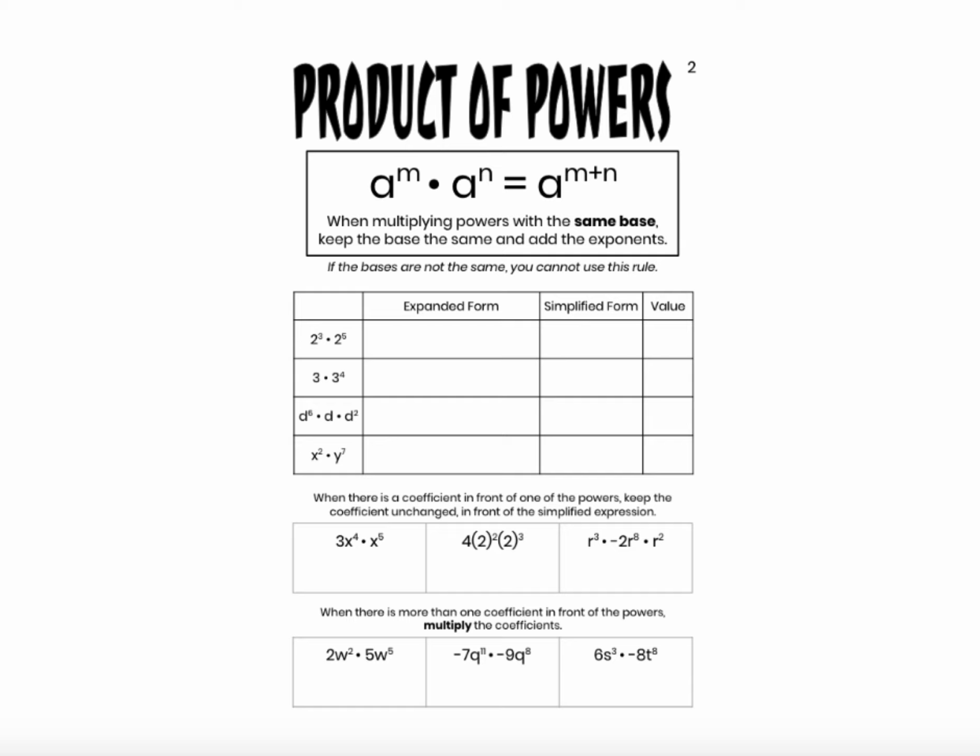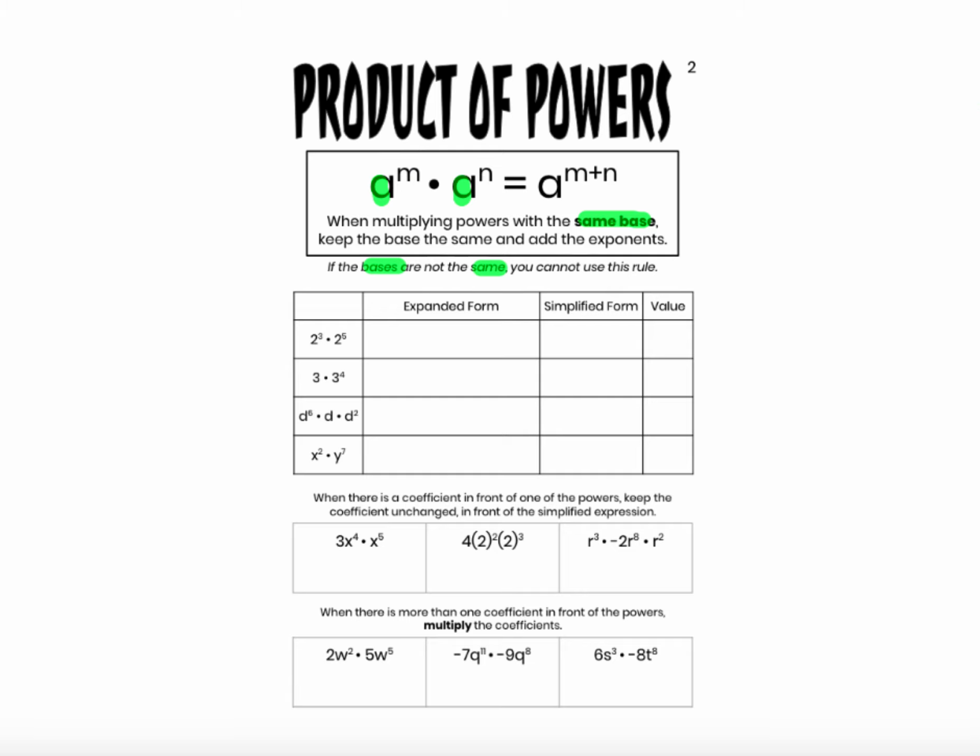The product of powers rule is used when we are finding the product of powers, meaning we are multiplying together powers. This rule can only be used, and this is really important, when the bases are the same. When the bases are the same. So same base here. When the bases are the same, we can use this rule, which is that when you are finding the product of powers, you can add the exponents.